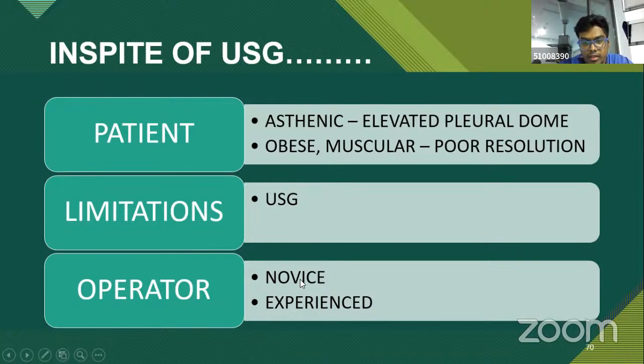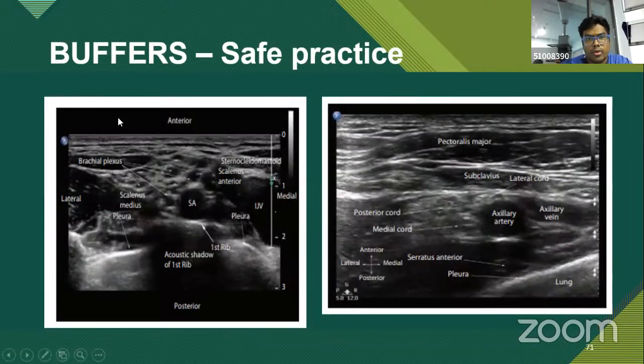And the difference between a resident giving a block and an experienced person giving the block is one of the reasons patients can still have pneumothorax. So you can use buffers, which is the first rib when you give a supraclavicular brachial plexus block, and you can take the help of the serratus anterior as a buffer. Between the cords and the pleura and the lung, you have the serratus anterior as the buffer. So every time you see the needle tip, you should have the serratus anterior as the buffer.